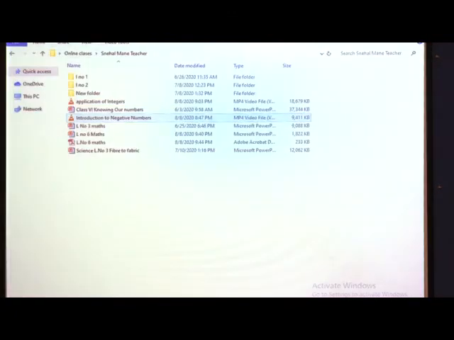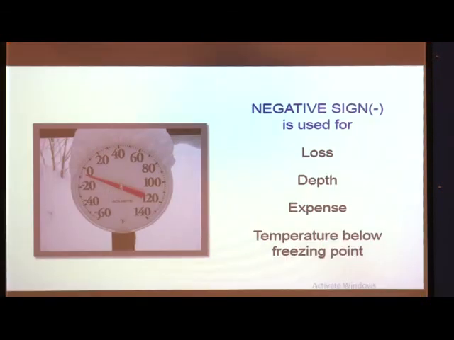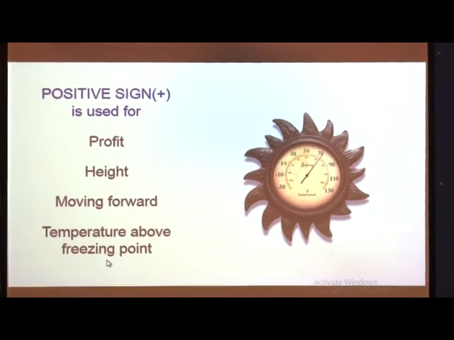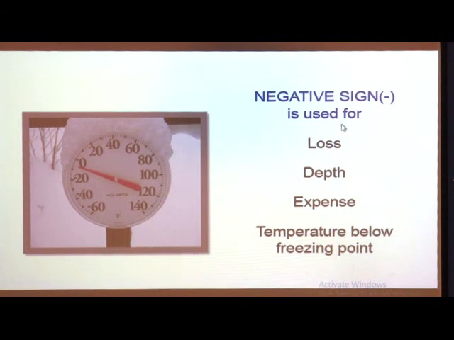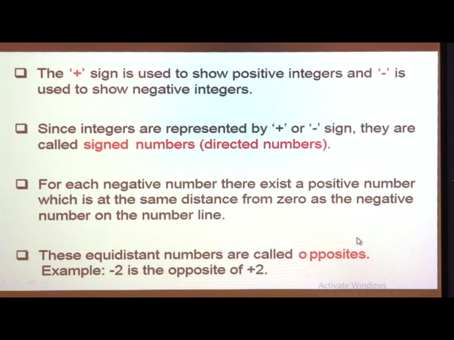So we have studied about the negative numbers and positive numbers. Let us move towards the next. As we have just seen, the positive sign is used for profit, height, moving forward, and temperature above freezing point. In the same way, the negative sign is used for loss, debt, expenses, and temperature below freezing point.